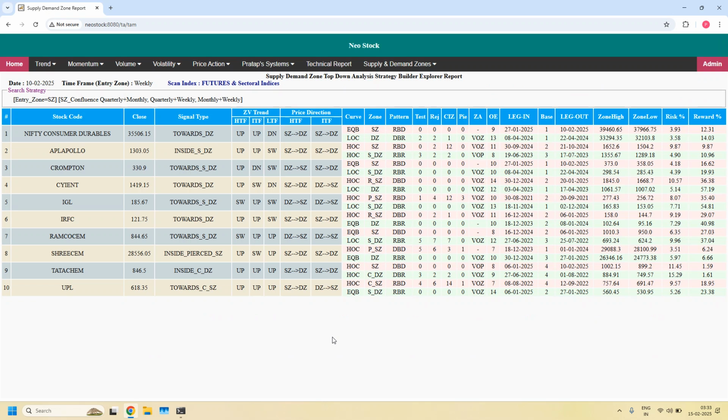You got 10 stocks. In these 10 stocks, these weekly supply zones are overlapped with monthly, both together overlapped with quarterly. That is what zone confluence is. That means these are the fine-tuned zones. These weekly zones are fine-tuned zones inside the quarterly zone. That is how you have to understand it. Okay, among these 10, how many of these quarterly supply zones are having quarterly EMA confluence? Based on that, we can further filter this list.